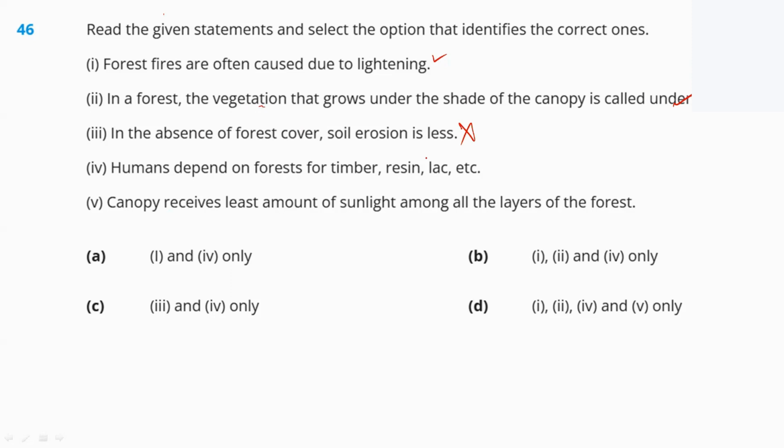Humans depend on forests for timber, raising lac, etc. This is correct. Okay, and next is canopy receives least amount of sunlight among all the layers of the forest. No, it is at the top, so therefore it receives a maximum amount of sunlight. So this is incorrect. Which are the correct ones? It is 1, 2, and 4, which is in option number B. So B is our right answer.